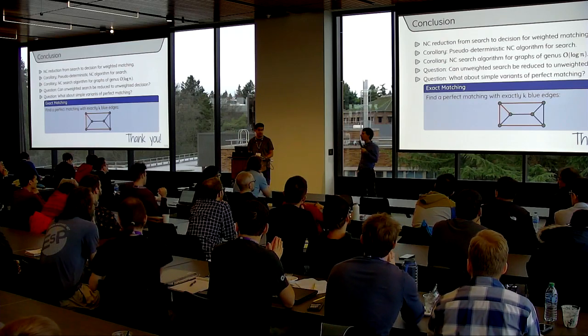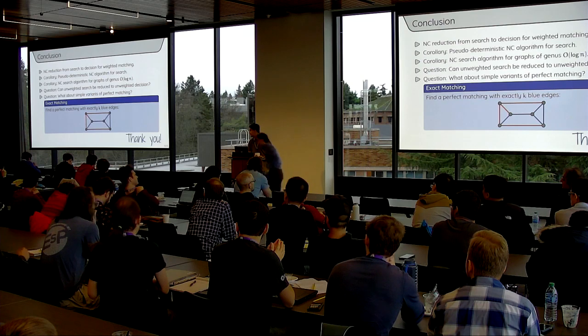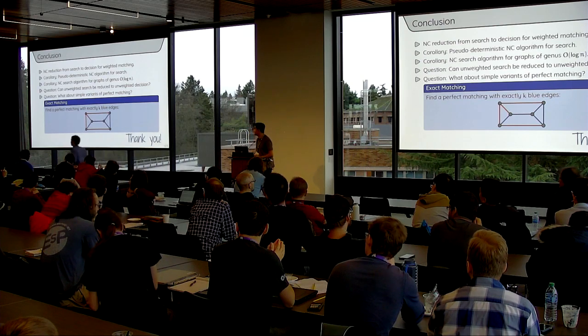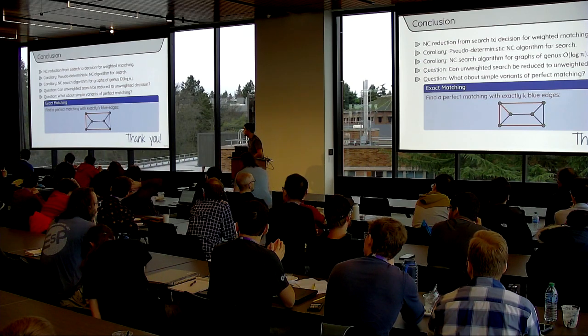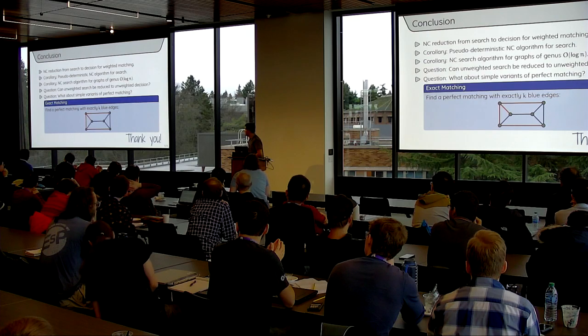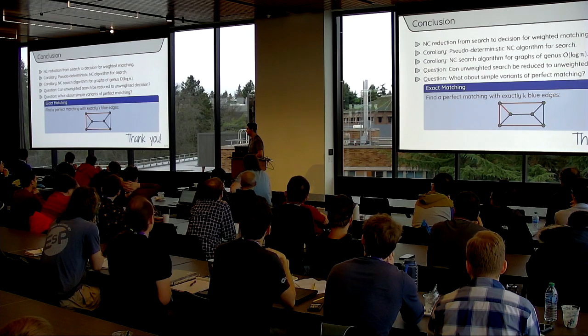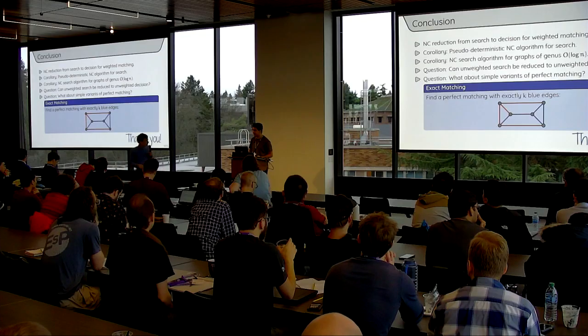Question: Why doesn't the weighted result imply the unweighted result? Our reduction is to the weighted decision problem. Oh, I see. Even for unweighted graphs, we query weighted graphs.